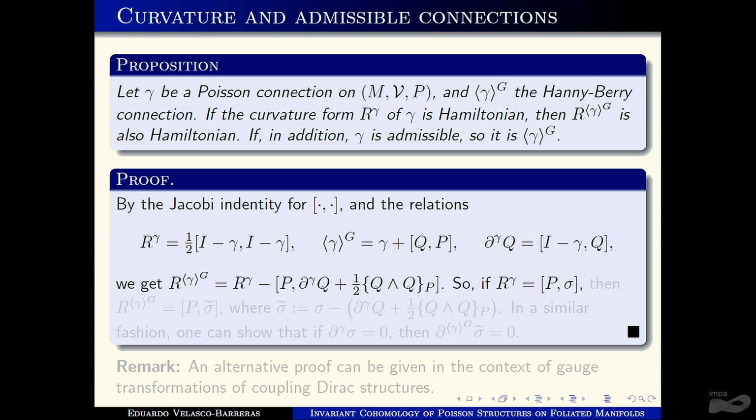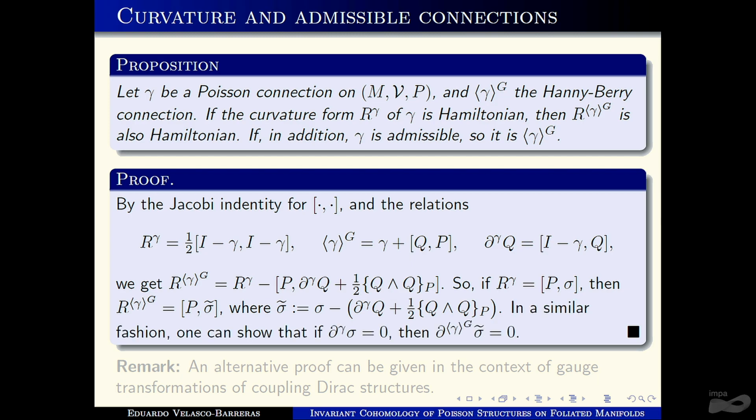So if the curvature is Hamiltonian, then the other curvature is also Hamiltonian, where this sigma tilde is simply defined by this formula. Here we have used the derived bracket we introduced before, and in a similar fashion we show that if the covariant derivative of sigma with respect to gamma is 0, then the covariant derivative of sigma tilde by the Hannay-Berry connection is 0. An alternative proof of this result can be given in the context of gauge transformation of coupling Dirac structures. This remark will be more clear in what follows.